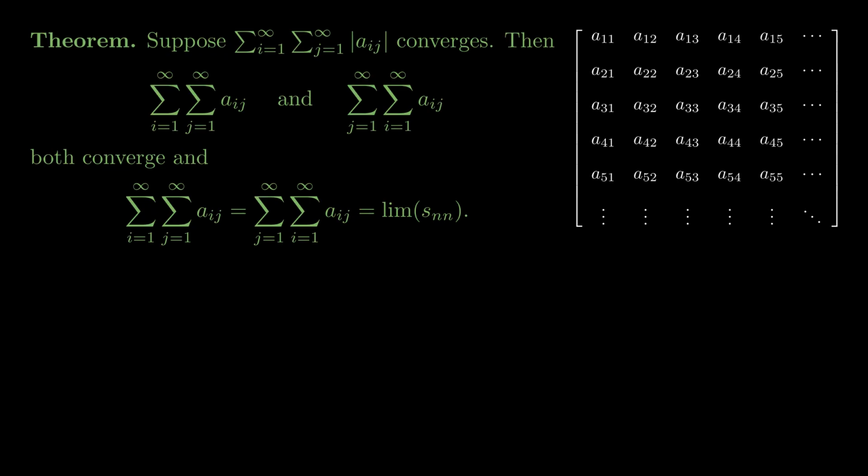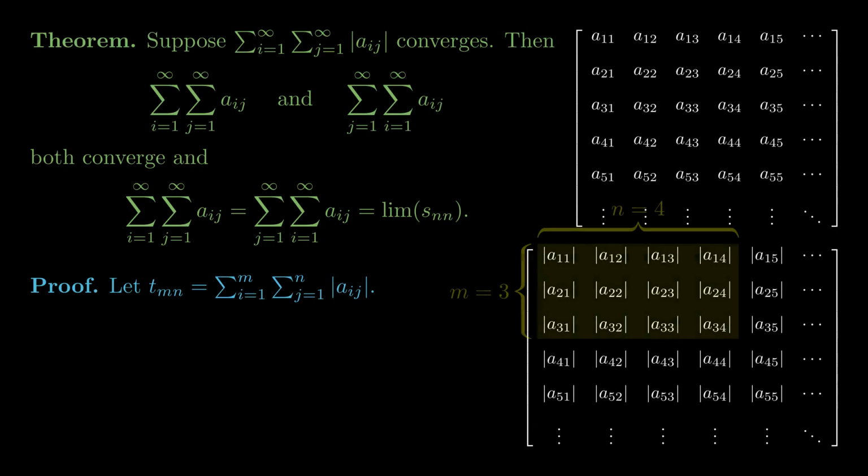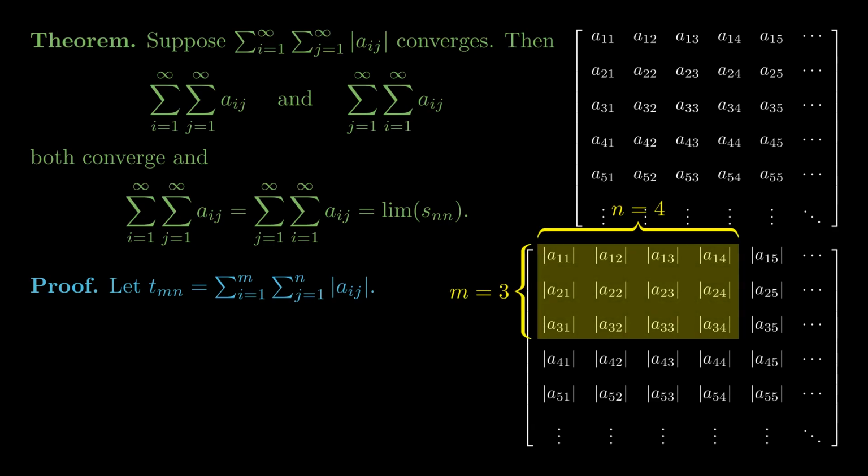Let's prove this statement. In the same way we defined the rectangular partial sums of our matrix, let's define rectangular partial sums of the matrix of absolute values, letting T_mn be the sum from i equals 1 to m, j equals 1 to n of the absolute value of a_ij. So it's adding all of the values in this m by n block in our matrix of absolute values.